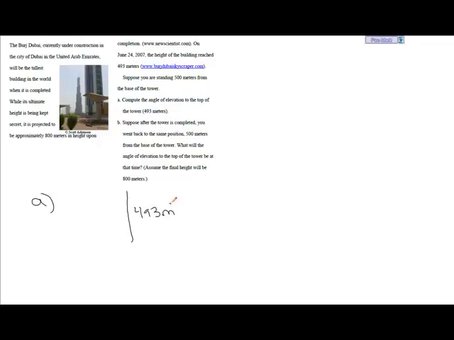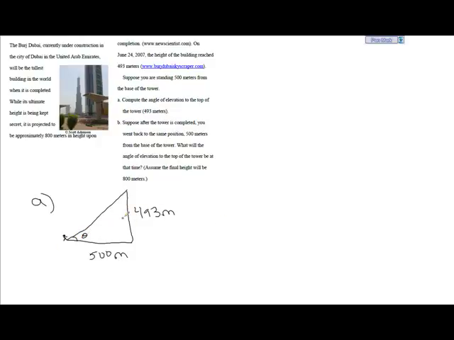So that's 493 meters. And now we're told that you're standing back 500 feet, or 500 meters, and we want to know what's the angle of elevation from where you're standing. So you're over here, and we want to know the angle of elevation here to the top of the building.